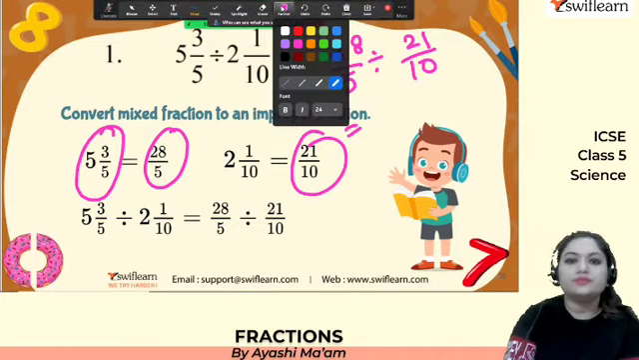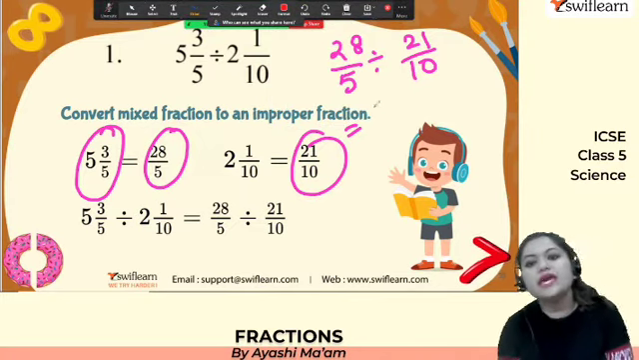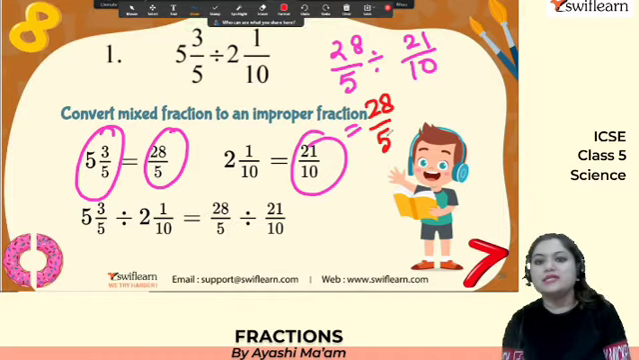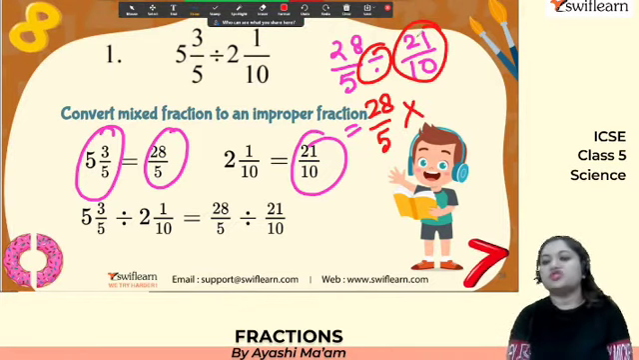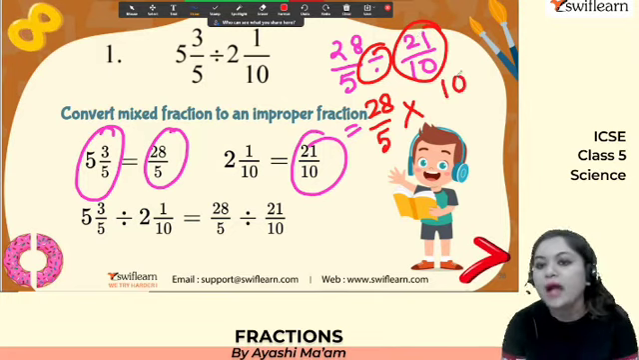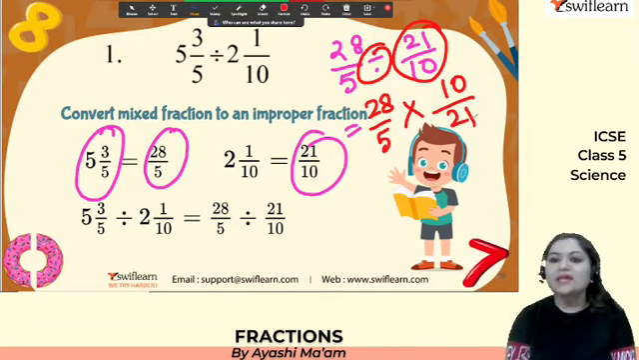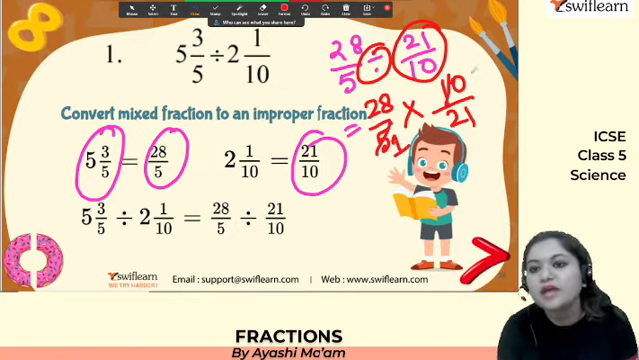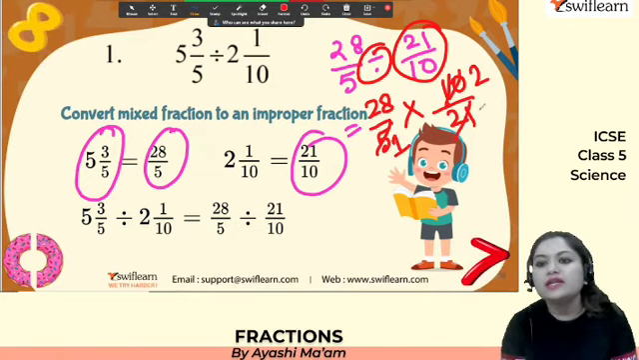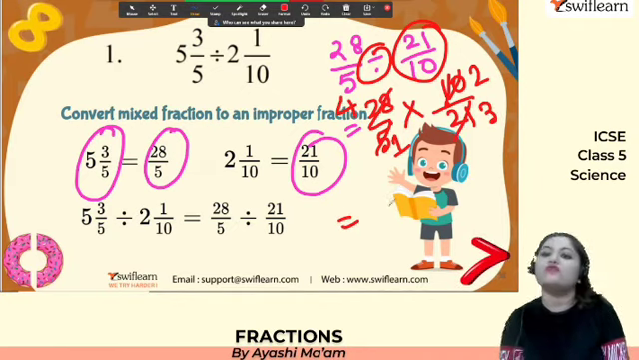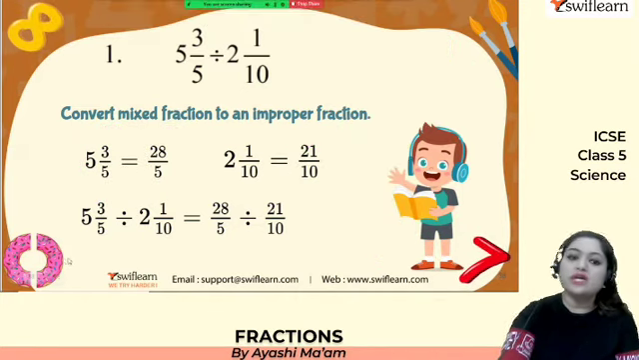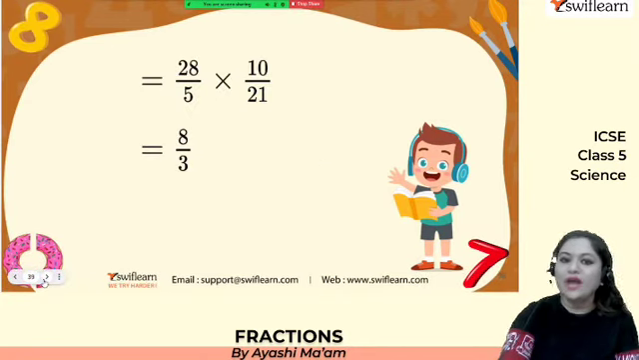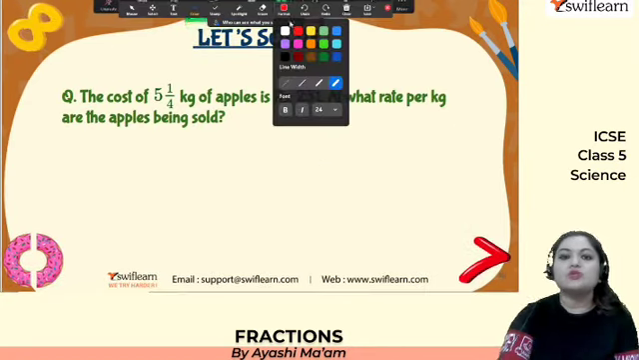Here also the same thing. Keep 28 by 5 as it is. Change the division sign into multiplication and take the reciprocal of this fraction. So the reciprocal of 21 by 10 will become 10 by 21. Like this, right? And then 5 times 1 is 5. 5 times 2 is 10. And here also 7 times 3 is 21. 7 times 4 is 28. So we are getting the answer as 4 times 2 is 8, 8 by 3. This is how we can solve it. So the process is remaining the same, right? Nothing is really changing.